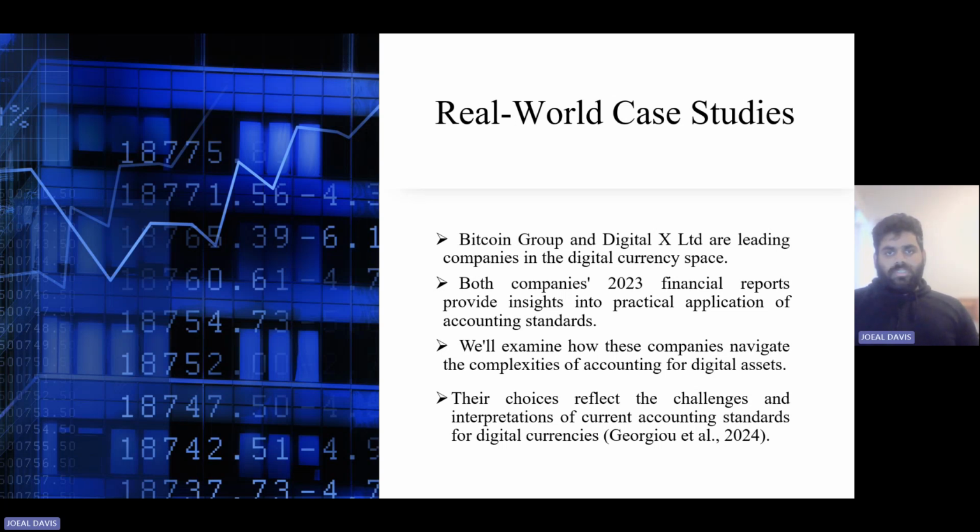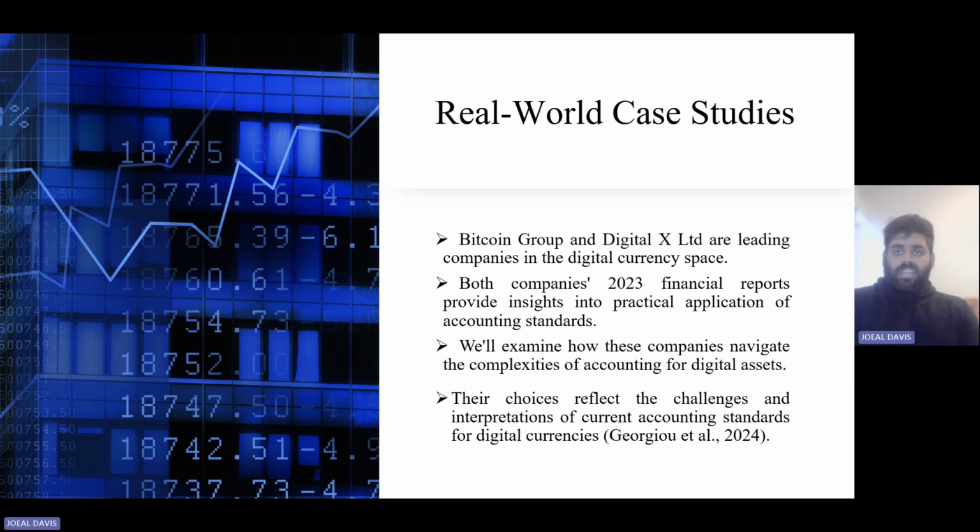For instance, Bitcoin Group elaborates on the criteria for how it categorizes its digital currencies as either inventory or indefinite-lived intangible assets, based on the company's plan of utilizing them. On the other hand, Digital Edge Limited may pursue a different strategy for categorizing its digital assets by liquidity and market trend, but that affects the value of financial reporting of such assets in the statement of financial position.